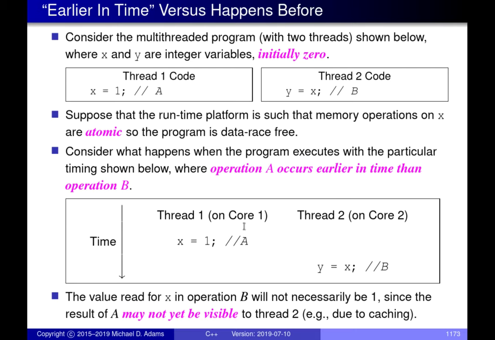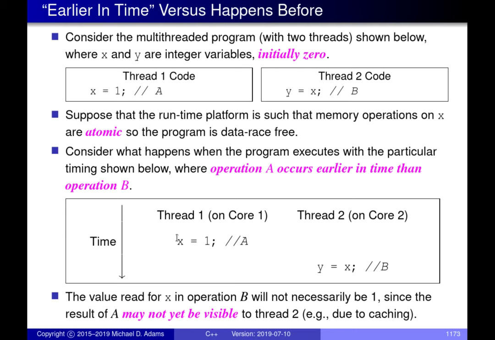Suppose now that the code, and I'm also going to make another assumption, which is that all memory accesses are atomic, so we don't have to worry about data races and so on happening in the example that I'm about to go through. And what I'm going to consider now is suppose that the two threads run with the specific timing that's shown in this diagram below.